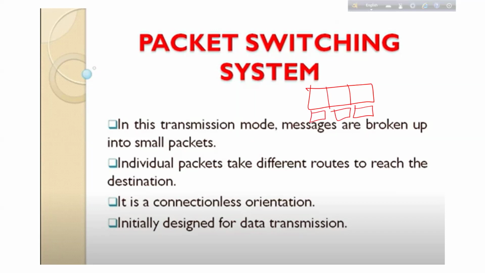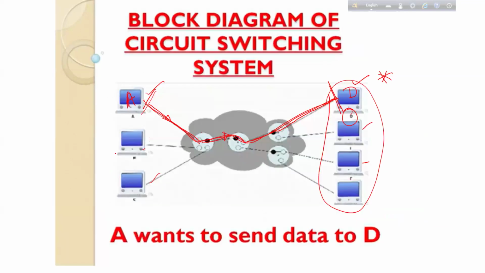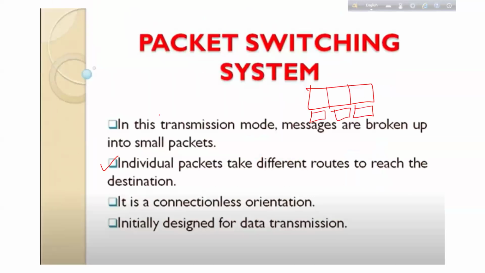So my message will be broken into several number of packets. Now, individual packets take different routes to reach the destination. So this is the basic difference between circuit switching system and packet switching system. In circuit switching system, the path is fixed. The path is similar for data transmission, but in packet switching system, different packets can take different routes to reach the destination.